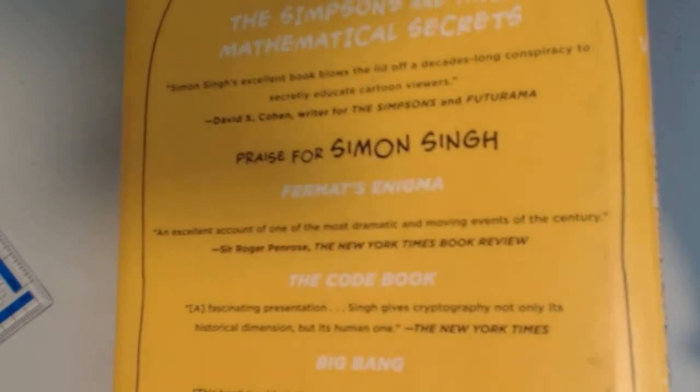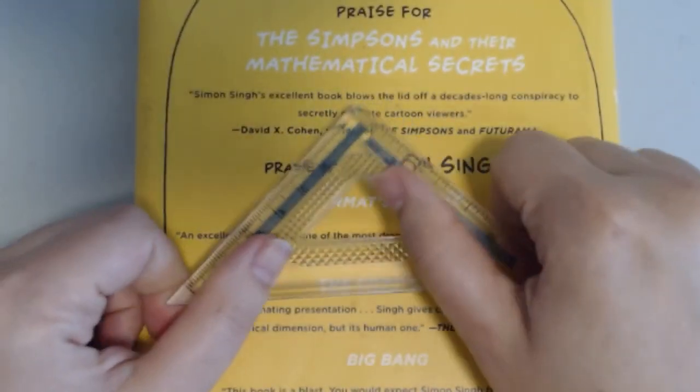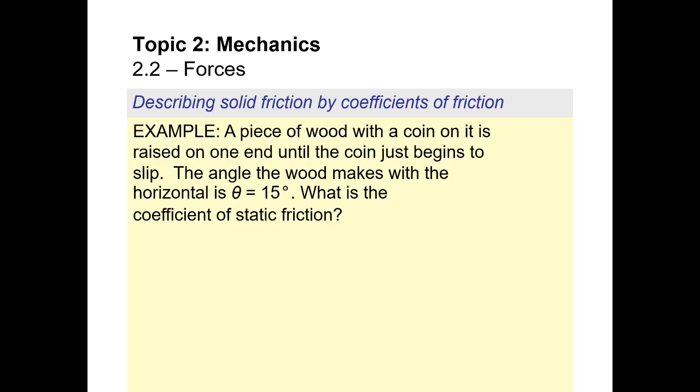What is the coefficient of static friction between the surface of the book and the surface of the ruler? I could actually calculate that. Okay, so that is what's happening here. All right, let's go back to these slides for a moment.